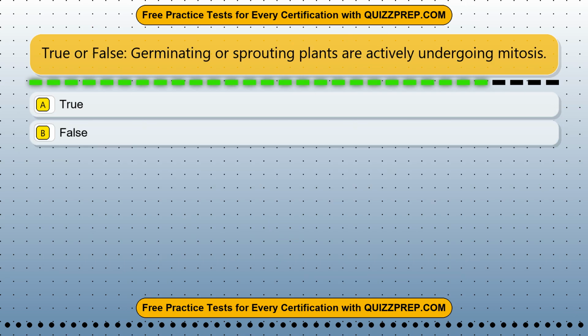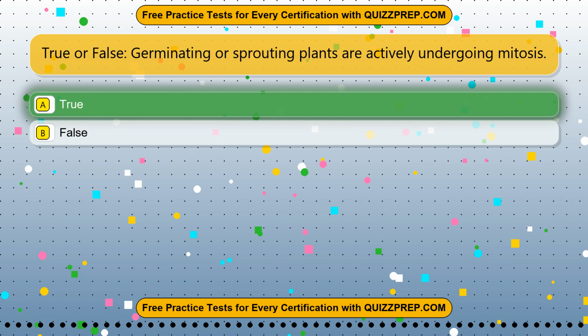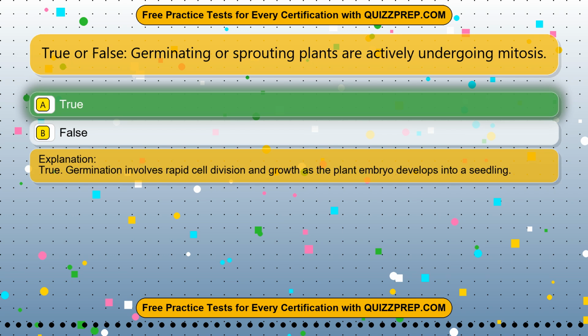Question 41. True or false? Germinating or sprouting plants are actively undergoing mitosis. Option A, true. Option B, false. The correct answer is option A, true. True. Germination involves rapid cell division and growth as the plant embryo develops into a seedling.